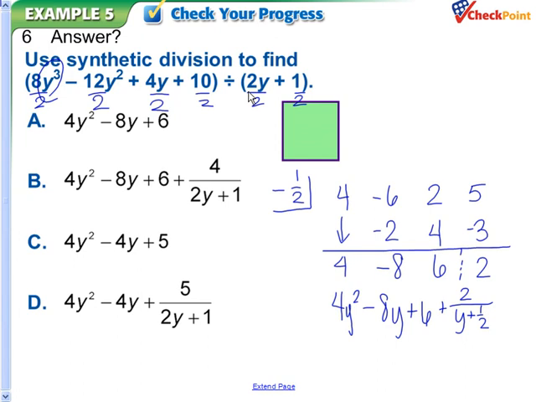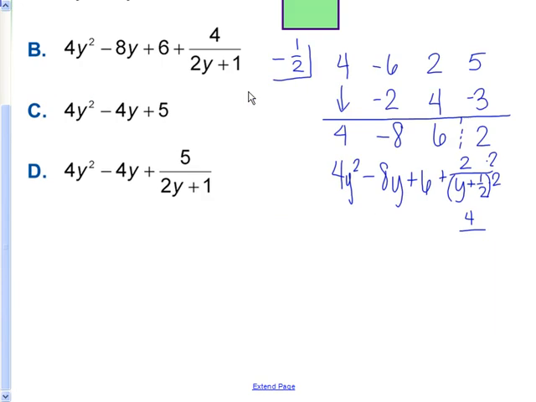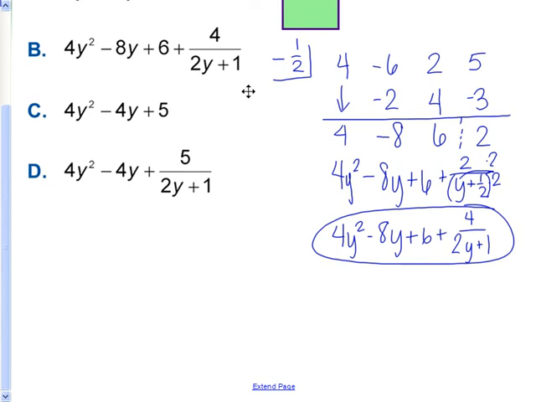Okay, but we can't really have a fraction in a fraction. That's just not proper to do. So here's what we do. We're going to multiply the top and the bottom by 2. So the top is going to become 4, and the bottom is going to become, distribute that 2 in, 2y plus 1. So it does become the same as we had it originally. So it's 4y squared minus 8y plus 6 plus that right there.